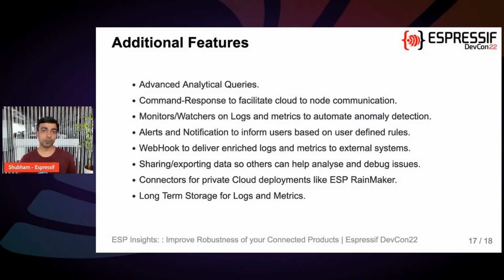Next is webhook. To deliver the enriched logs and matrices to external systems, we have webhooks, so we can leverage that functionality. Another thing that we have is connectors for private clouds, like Rainmaker. Currently we can have Rainmaker in private deployments in customers' environments or anywhere. We can acquire logs from those Rainmaker environments and then process and enrich those logs in Insights Cloud, and then get the meaningful information out for the user.